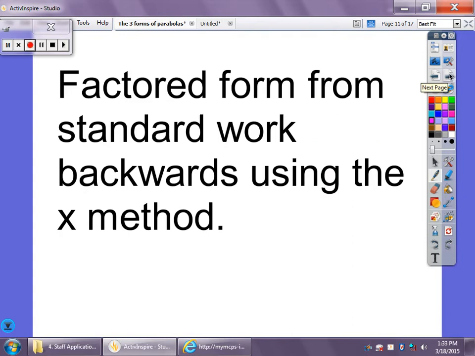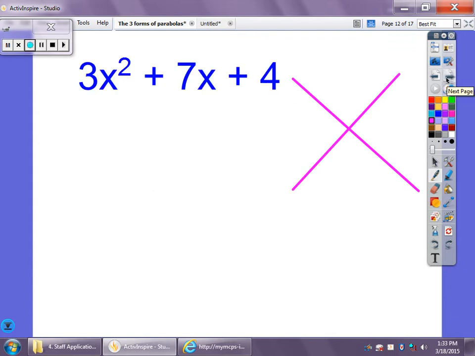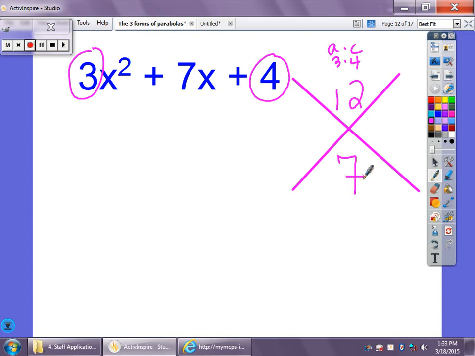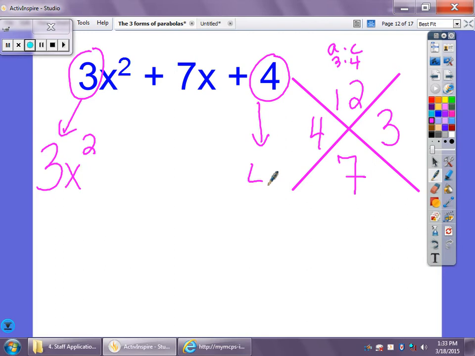Factored form from standard, we work backwards using the x method. Okay, so a is 3, c is 4, a times c is 12, and my b is 7. Two numbers that multiply together give me 12 and add up to 7 are 4 and 3. Which one goes better with 3x squared? The 3. So I'm going to start with that. Keep the 3x squared. Keep the 4. Replace 7x with 4x and 3x. So I'm going to write the 3x first, though, because it goes better here, plus 4x.